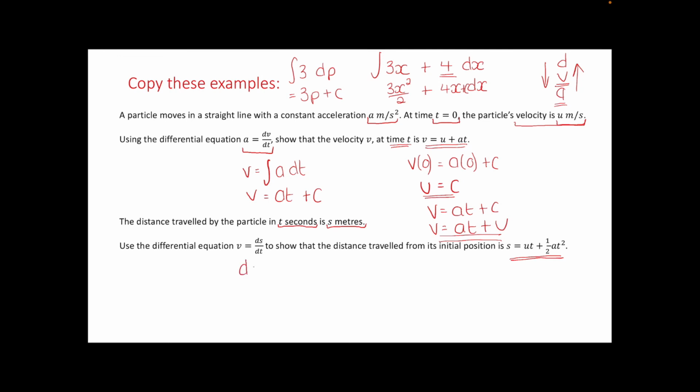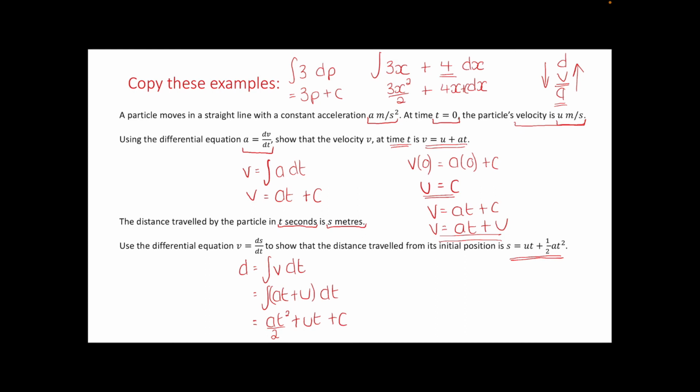So to find that, remember your distance or your displacement is the integral of your velocity integrated with respect to t. Now, in that first part of the question, we actually figured out a formula for velocity, and velocity was at plus u, and that is what we're going to be integrating with respect to t. So if I integrate that, I end up with, so a, increase my power, I get at squared over 2 because I need to divide by my power, plus ut, and then plus c.